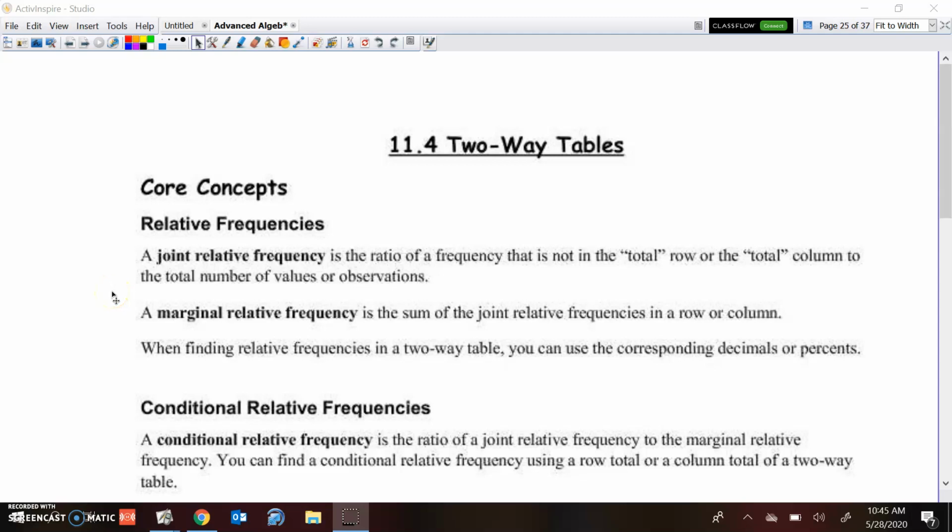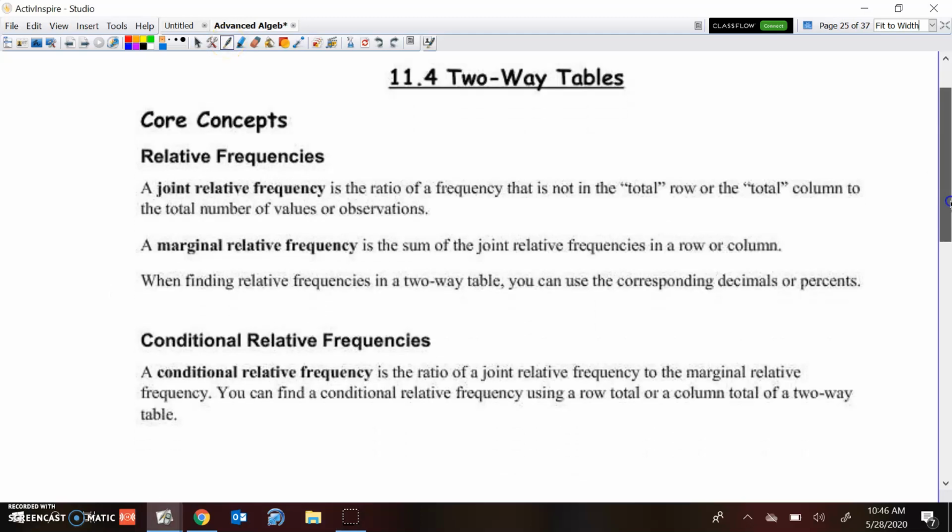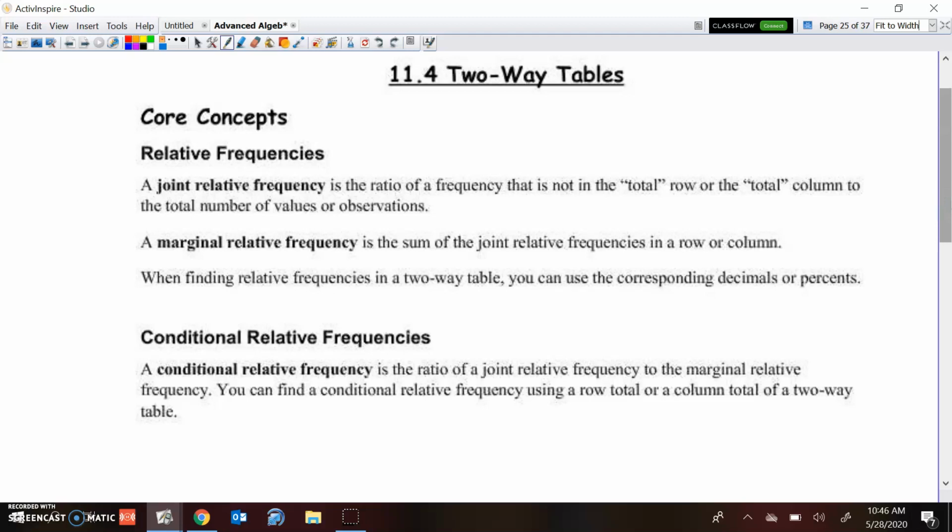Okay, lesson 11.4. So this is on two-way tables, which are actually pretty cool. They're really fun logic puzzles, and if you are someone who likes those things, you'll often see these show up as puzzlers to stump you. But let's just talk about how they apply to some data collection.